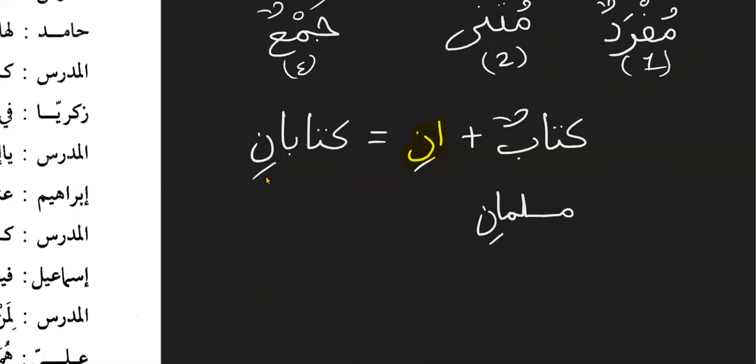Muslimatun, Muslimatani. So it's same for masculine and feminine. We say Muslimani, and then Muslimatani. Kitab. So it's same for Aqil and غير Aqil. And then we have Qalamun. Anybody? Qalamani.